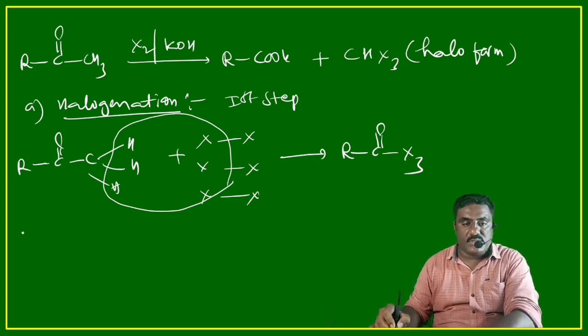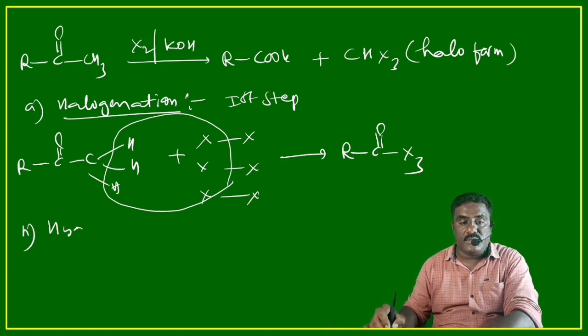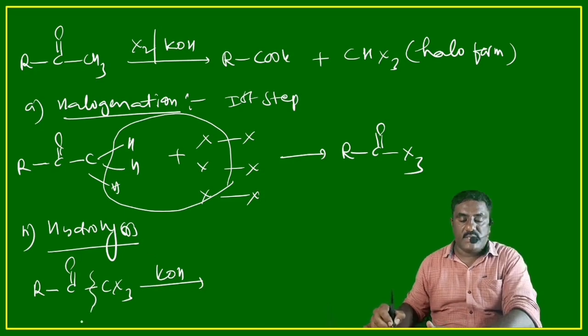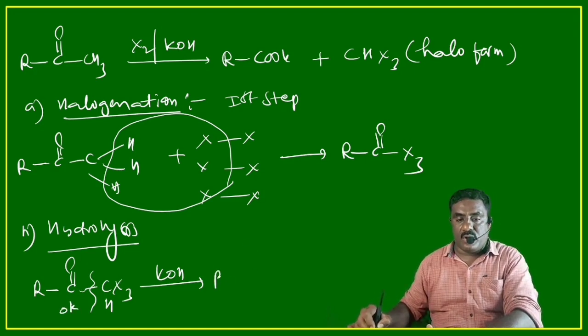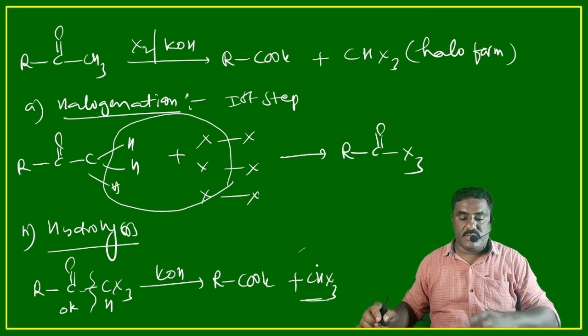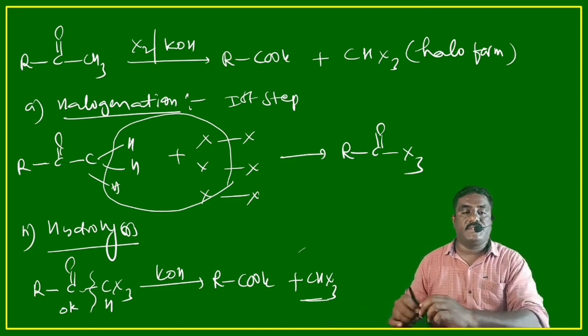So this is halogenation. What is the next step? The next step is hydrolysis. Have a look at the reaction. RCOCX3 in the presence of KOH: here the C-CX3 bond breaks, keeping the hydrogen, and the carbonyl carbon keeps the OK. To form RCOOK plus CHX3, the haloform. This is the haloform test, the haloform reaction.